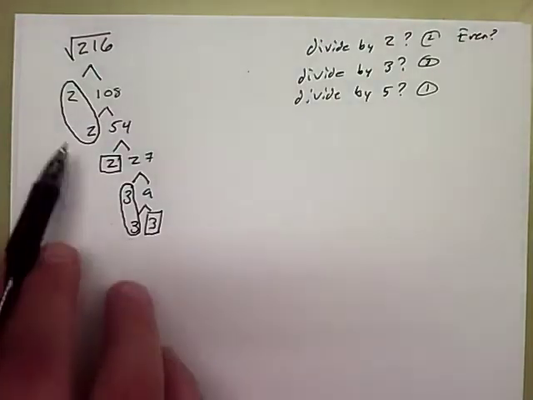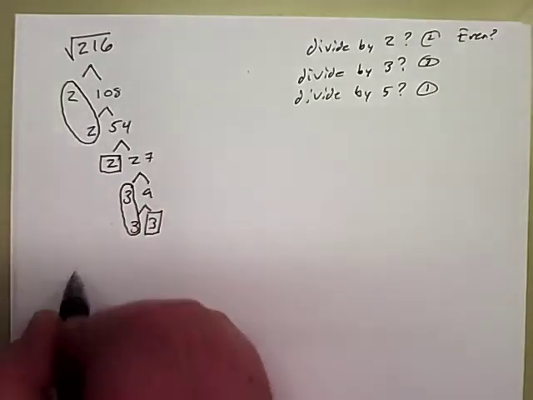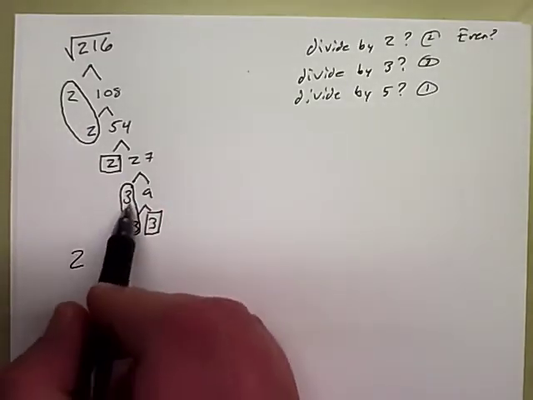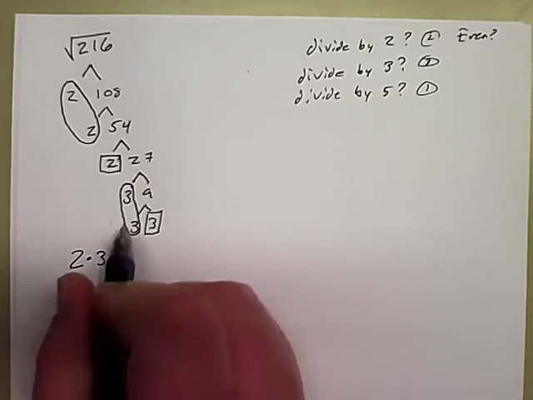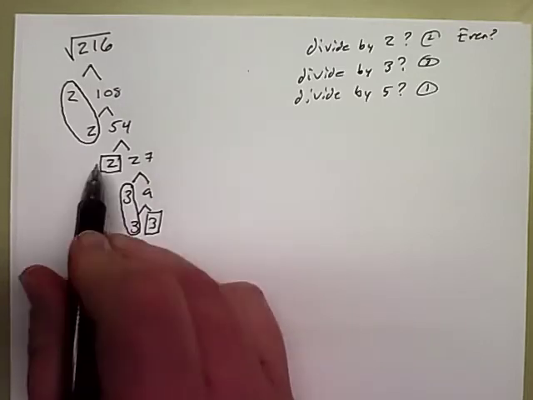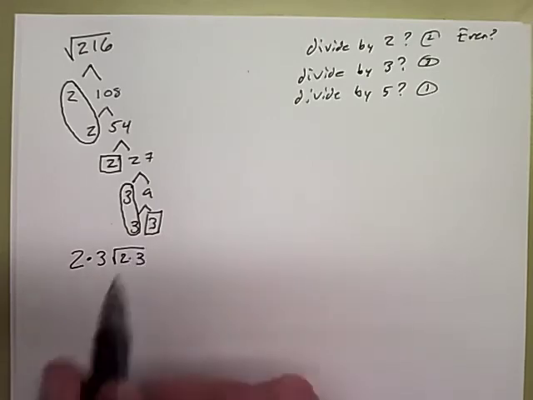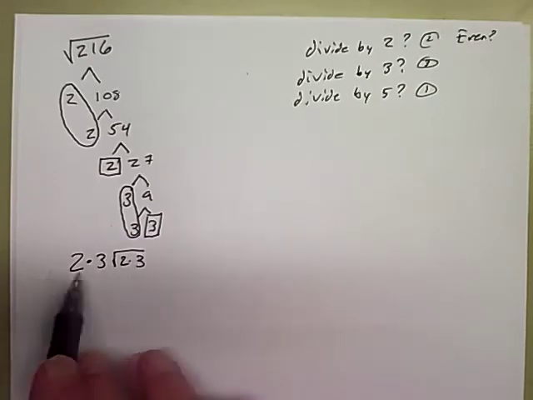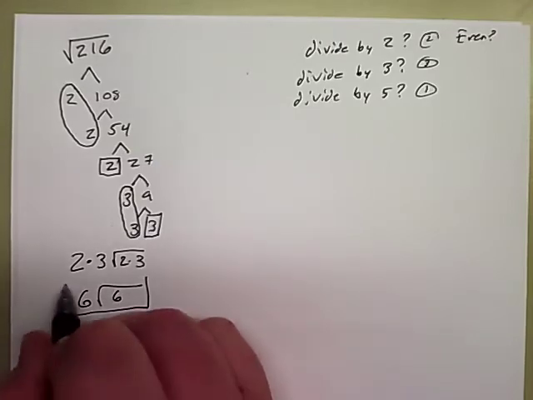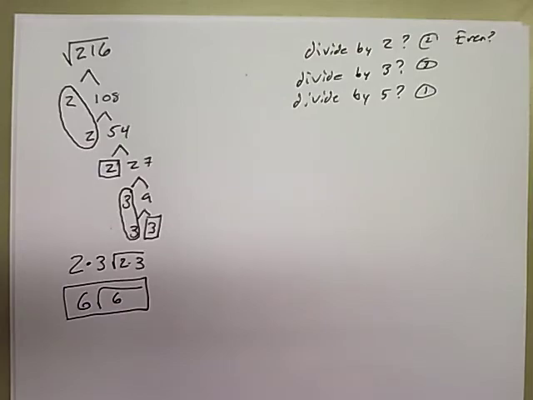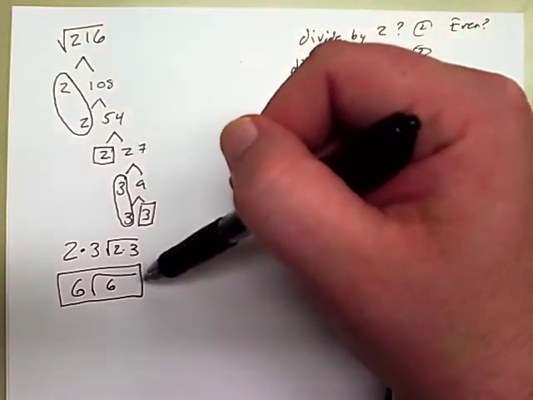So the next step, I look at the circled groups, and those are going to come out front. So the 2 is going to come out front. A 3 is going to come out front, and I need you to know this is multiplication. And now what's going to stay underneath? We have a 2 and a 3. And now I'm going to simplify. Well, 2 times 3 is 6, and 2 times 3 is 6. And that is as far as I can take it. So the square root of 216 really breaks down into 6 roots of 6.